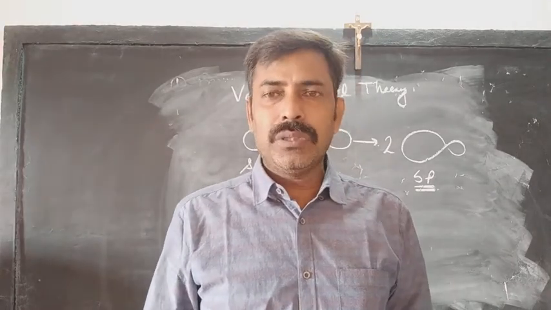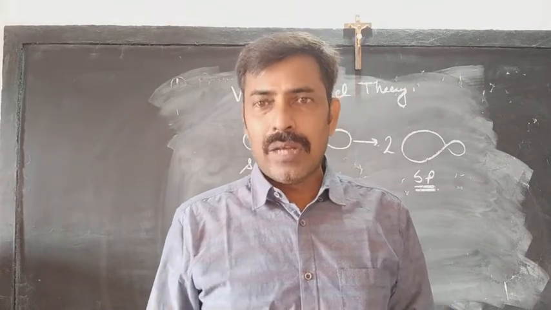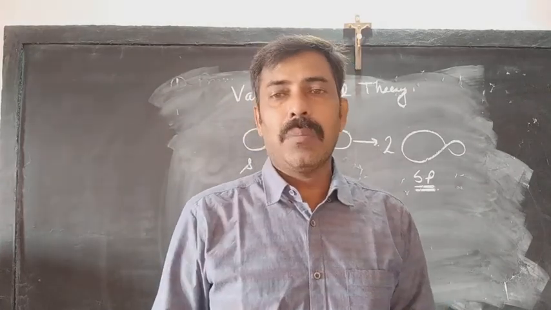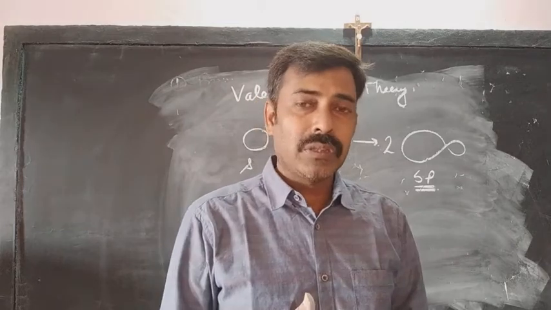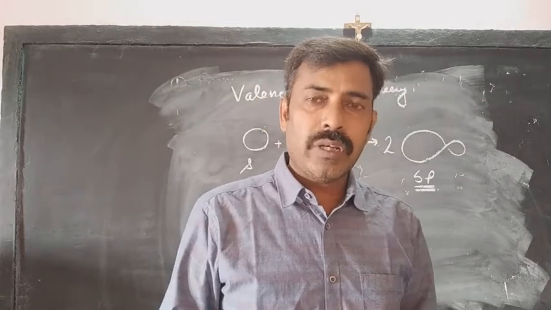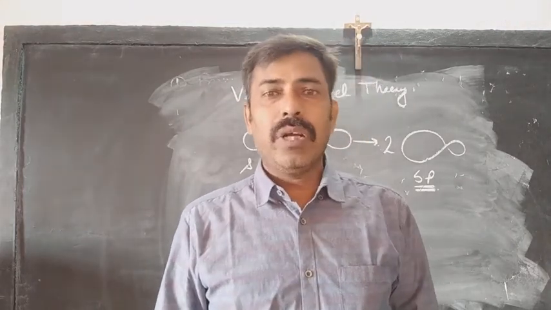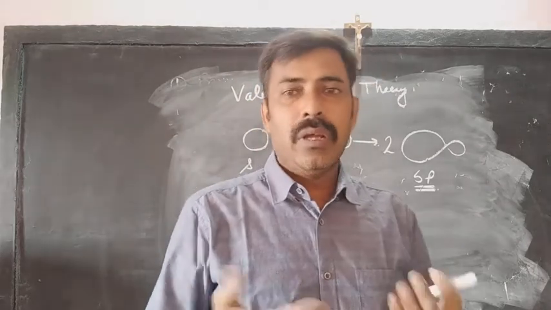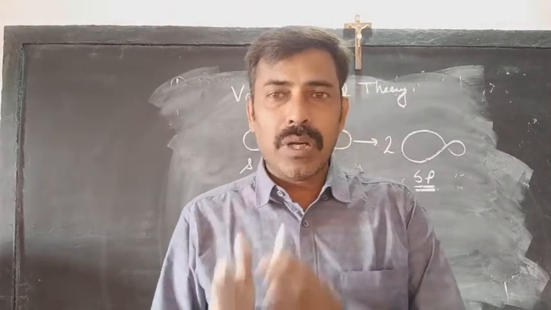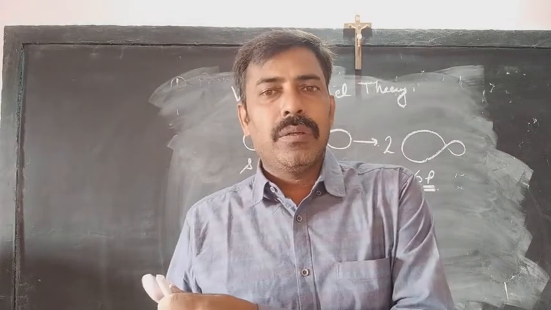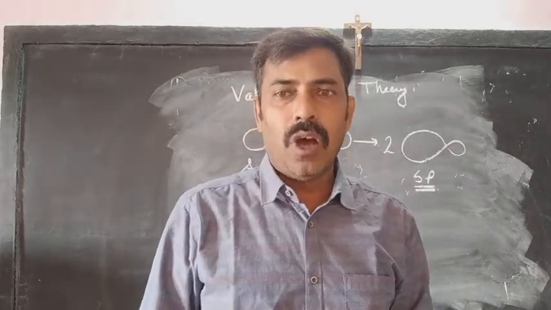For that purpose we will calculate the number of hybrid orbitals. How many hybrid orbitals are there? And how will you calculate the number of hybrid orbitals? We will calculate it with the help of the lone pairs and bond pairs. That means the number of lone pairs plus bond pairs is equal to the number of hybrid orbitals.